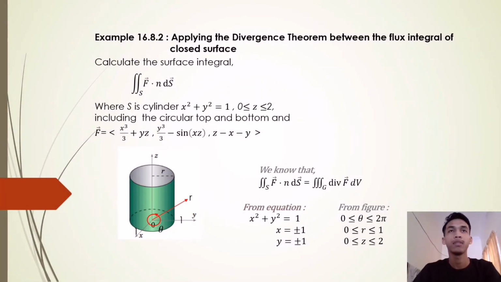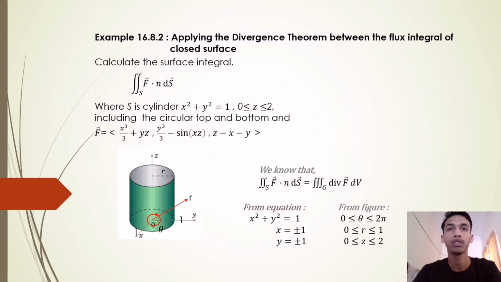Okay, the next example is applying the divergence theorem to the flux integral of a closed surface. The question states that we have to calculate the surface integral of the cylinder given by the equation x square plus y square equal to 1, and the vector function F equal to x cube over 3 plus yz, y cube over 3 minus sin xz, and z minus x minus y. We know that the double integral of F dot n dS equals the triple integral of divergence F dV.